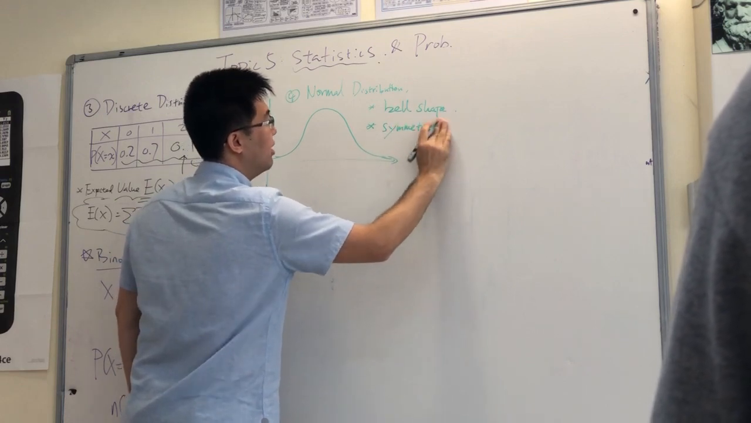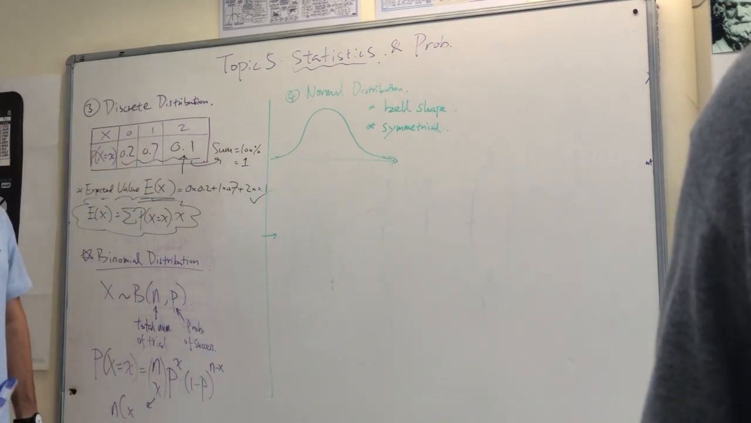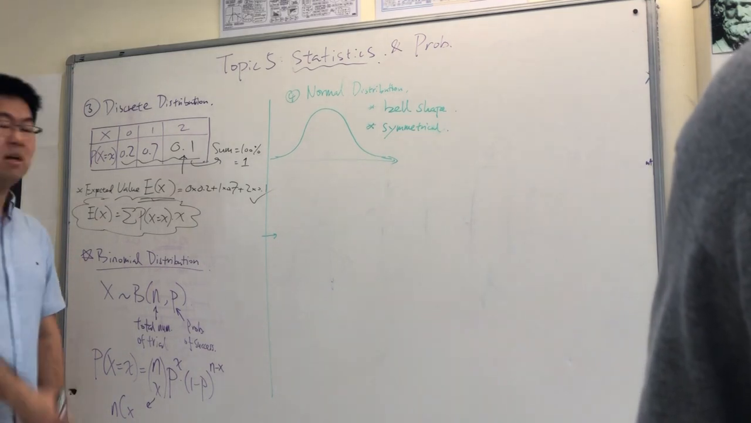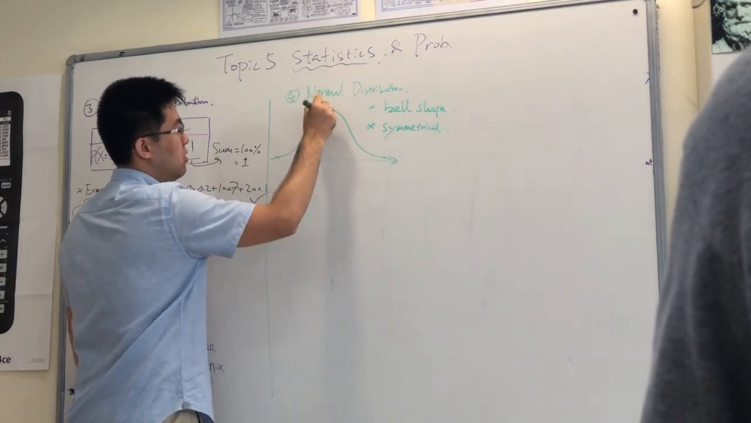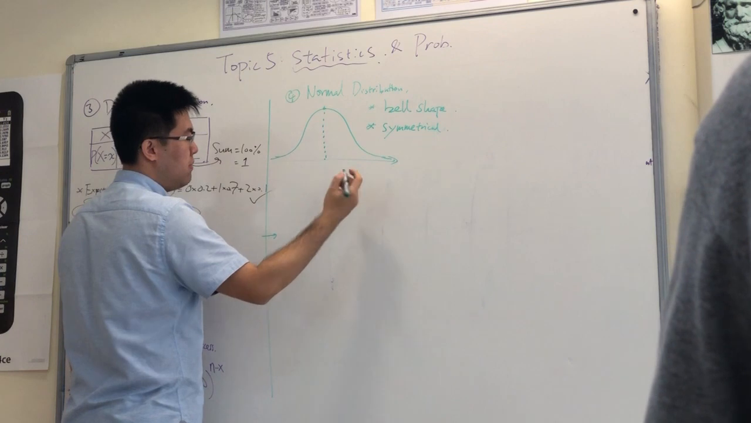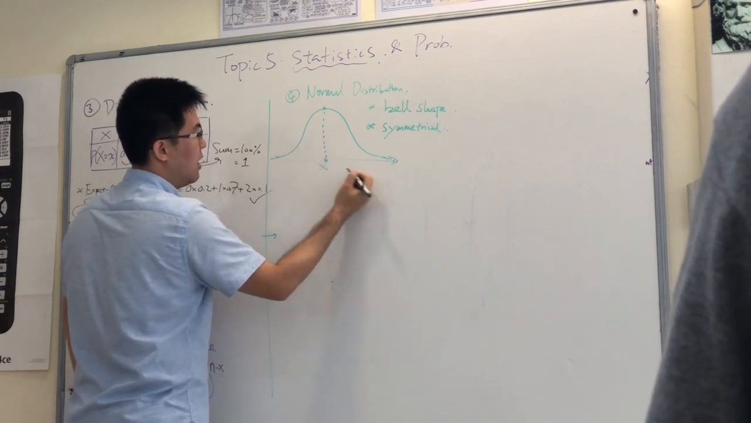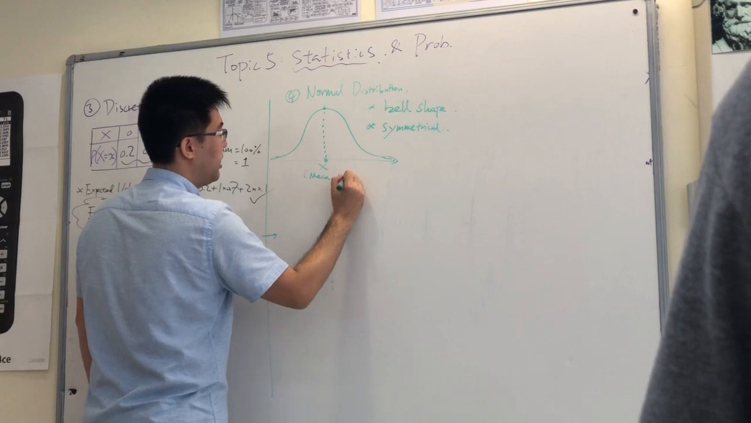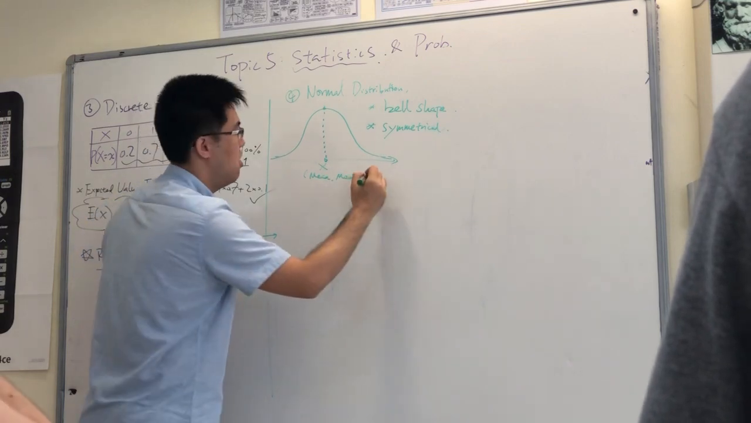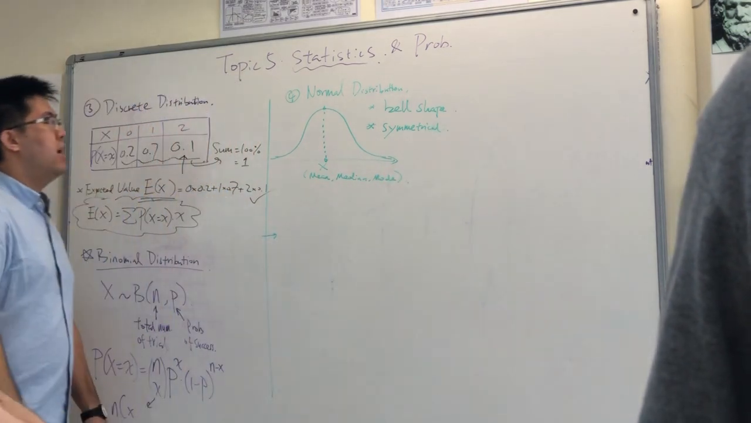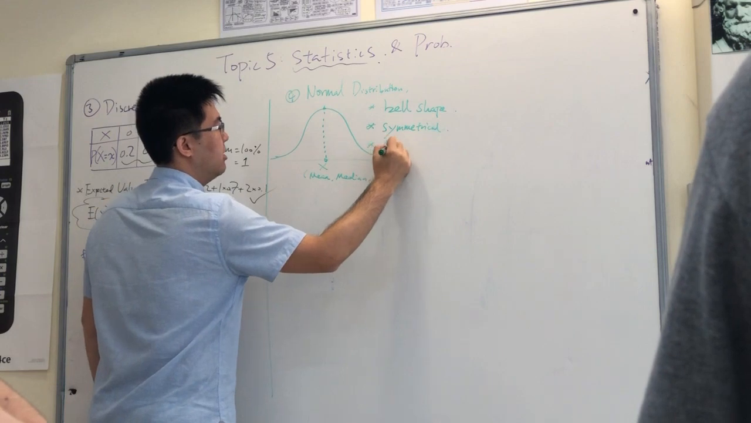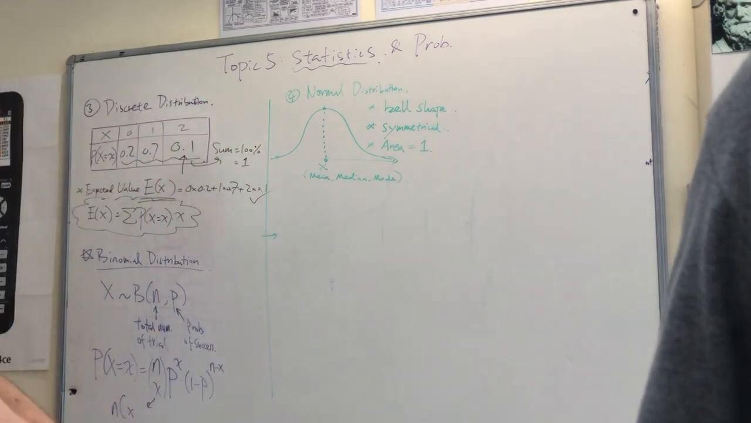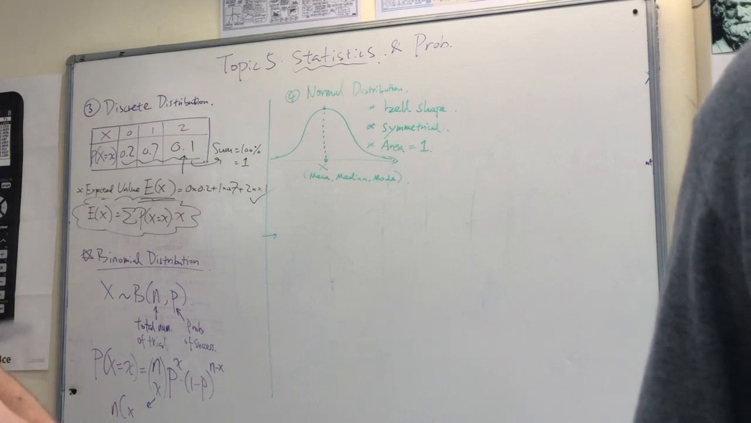It's symmetrical, and that's important because many times we do need to apply the property that it's symmetrical. Like Aaron, the question you posed within the group, you have to use the fact that it's symmetrical. And because it's symmetrical, the vertex corresponds to the x value which is the mean, which is the median, which is also the mode. And the whole area underneath equals 1. So that's some general idea we should know about normal distribution.